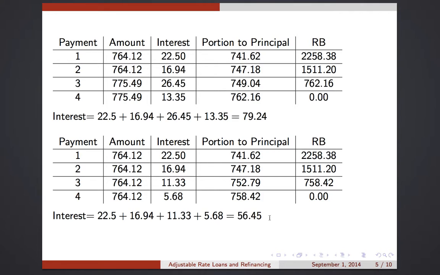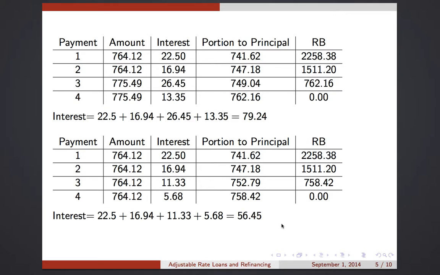So to get from 56 to 79 is 23 bucks. So this interest rate jump cost him $23. Okay, so because that's the difference in the amount of interest he's paying. There's a $23 increase from non-adjustable to adjustable.